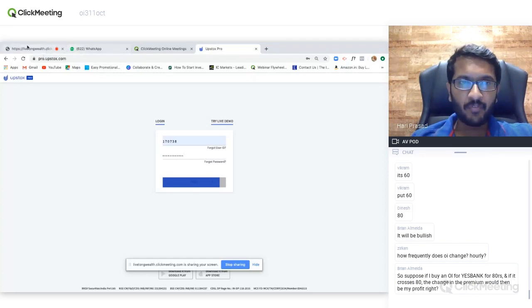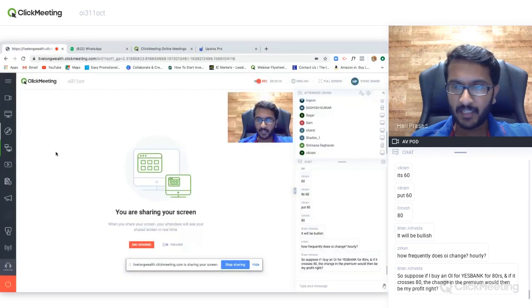Okay. Now even for future contracts, there is open interest that is existing. There is open interest that is existing for future contracts as well.